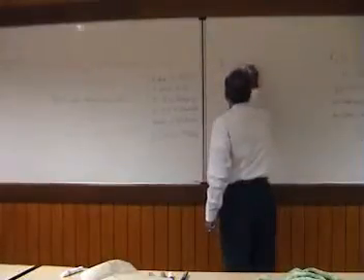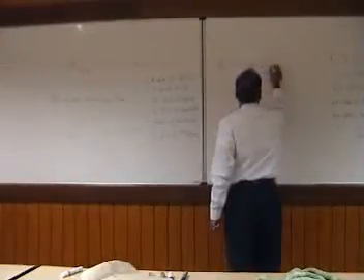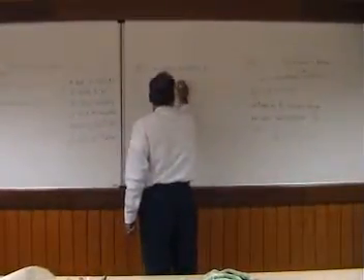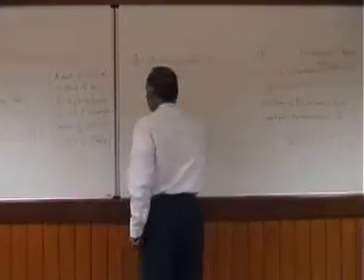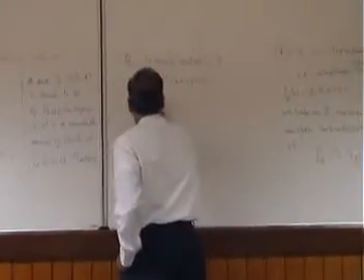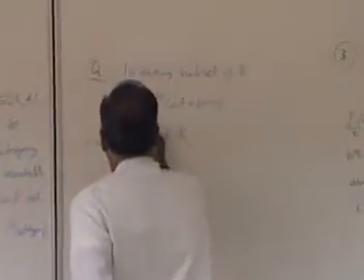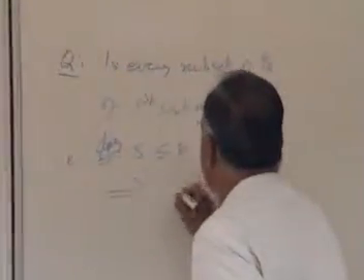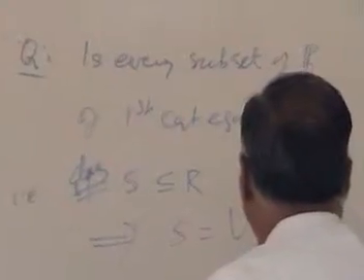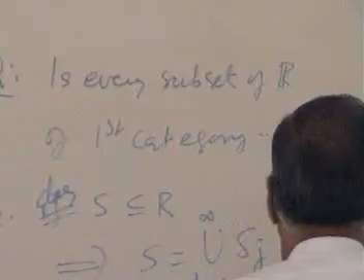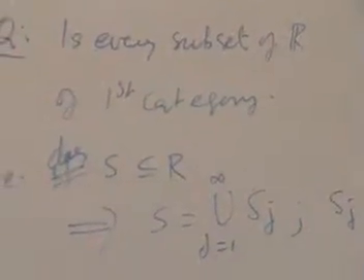Is every subset of R, first I will stick to R, of first category? That is, if S belongs to R, does it imply S is equal to the union of Sj, j equal to 1 to infinity, with each Sj nowhere dense? Can every S be written as a countable union of nowhere dense sets?